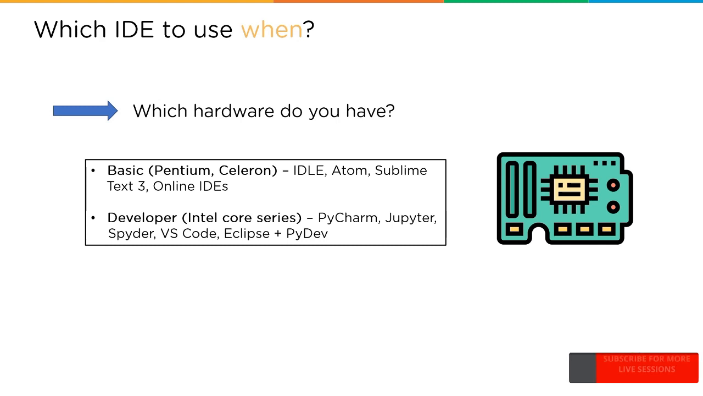Now let's move ahead and understand. It also depends whether your hardware will be able to handle the IDEs you throw at it. So the first types are the basic ones, which are the Pentium, Celeron. So IDLE, Atom, Sublime Text 3, online IDEs. These are less resource intensive and therefore suitable for basic hardware. Followed by that, the Intel Core series, where the PyCharm, Jupyter, Spyder, Microsoft Visual Studio Code, Eclipse plus PyDev. These IDEs are resource intensive and are recommended to use a good hardware specification.